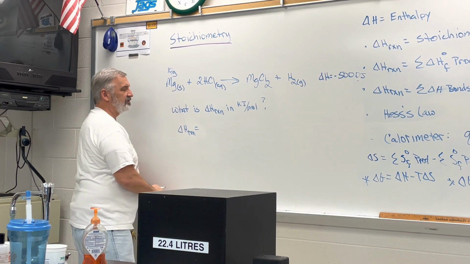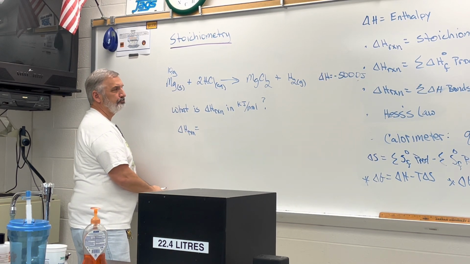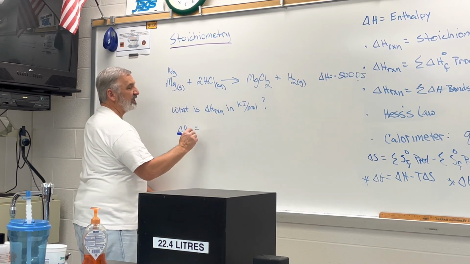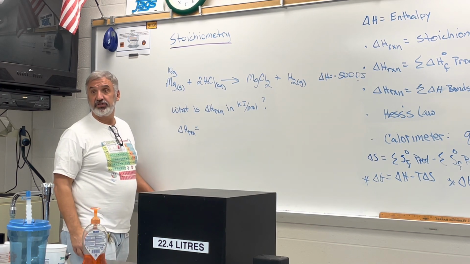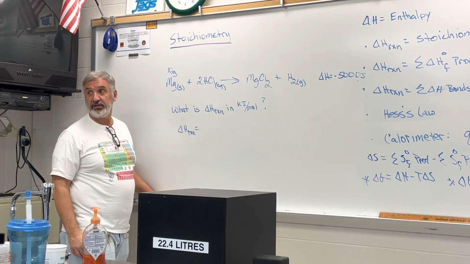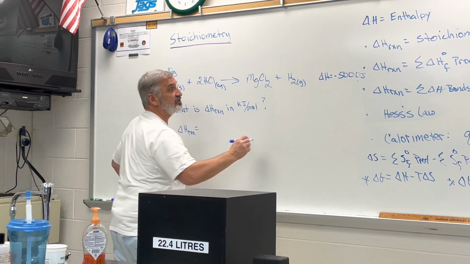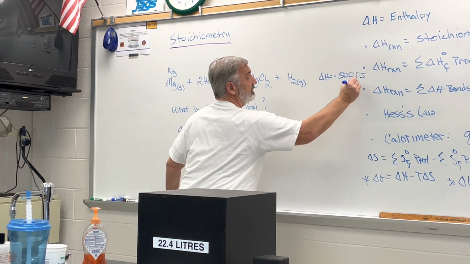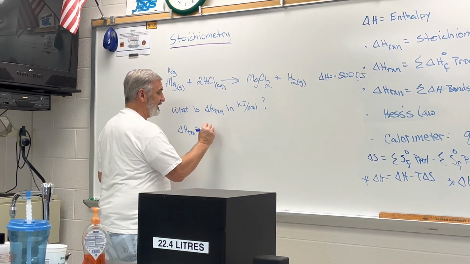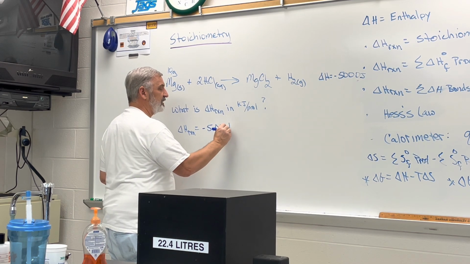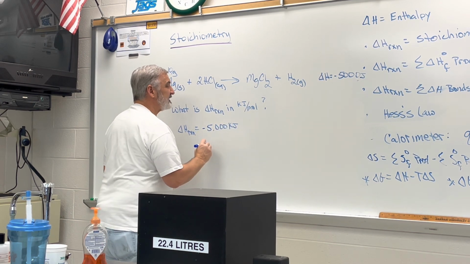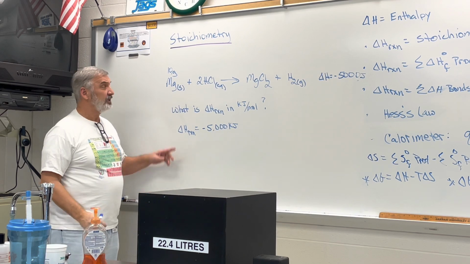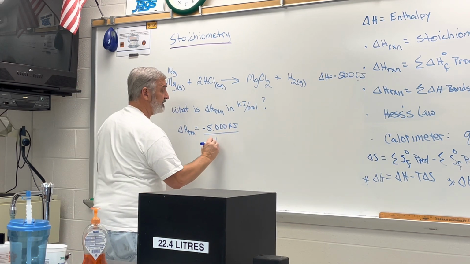Okay, TJ, you're saying what? You need to convert the joules to kilojoules. Okay, so we can just do that in our head, right? So how many kilojoules is that going to be? Negative 5, so it's going to be -5.000 kilojoules. But that's per how much? Per 10 grams of magnesium.